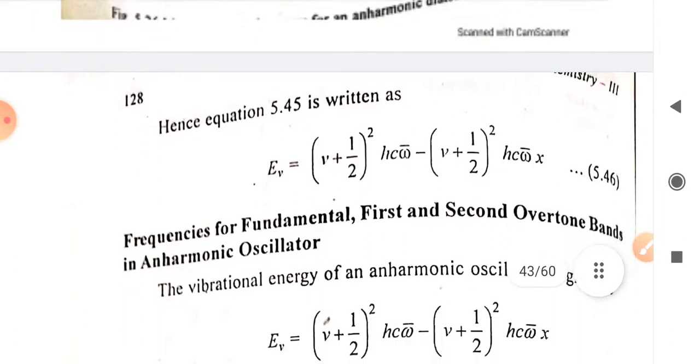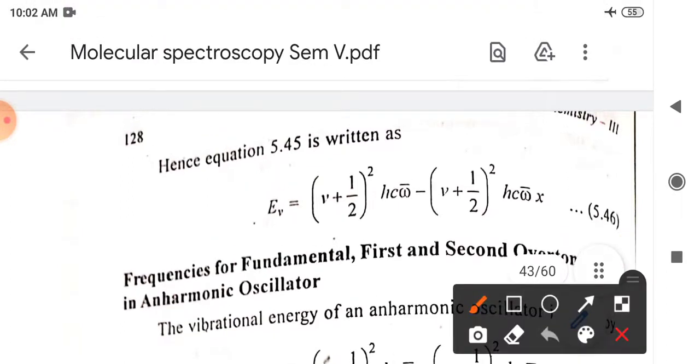Overall we can say that the energy of vibration in the anharmonic oscillator will be the combination of both the harmonic oscillator term and the anharmonicity parameter or anharmonicity constant. So energy is V plus 1 by 2 whole square. Here it should not be square, okay.